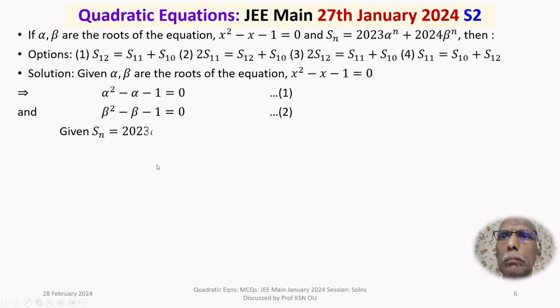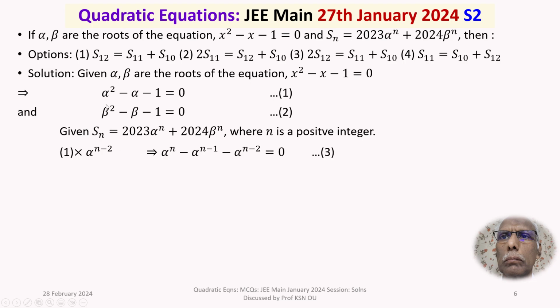We take the first equation and multiply by alpha to the power of n minus 2. Then we will get alpha to the power of n minus 2 into alpha square is alpha power n, minus alpha power n minus 1, minus alpha to the power of n minus 2. Call this equation 3. In a similar fashion, multiply the second equation by beta to the power of n minus 2. You will get beta to the power of n minus beta to the power of n minus 1 minus beta to the power of n minus 2 is equal to 0. Call this equation 4.